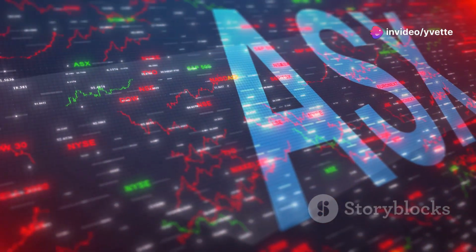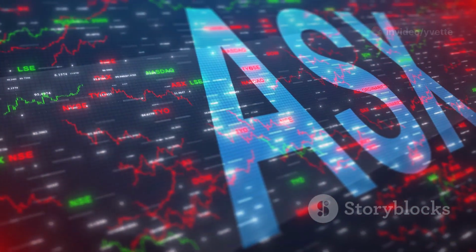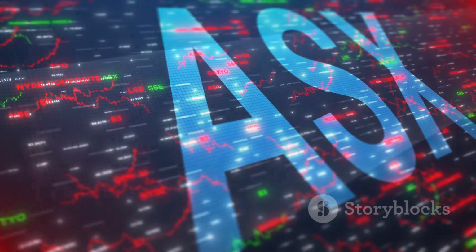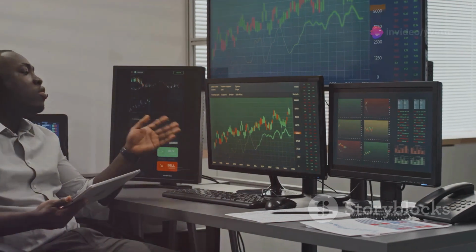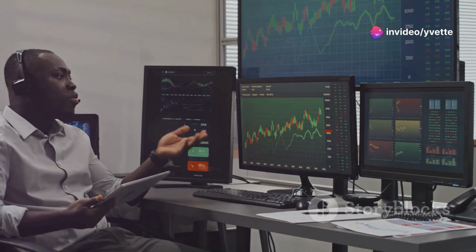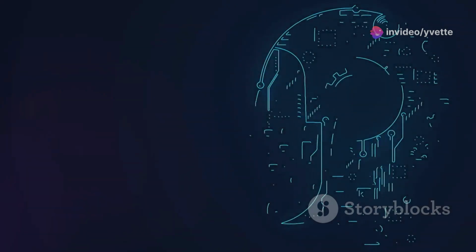Next, identify a problem that AI can solve. This is key. Look around your industry. What are the common pain points? Can AI help streamline a process, improve customer service, or even predict trends? Once you pinpoint a problem, you can start developing a solution.